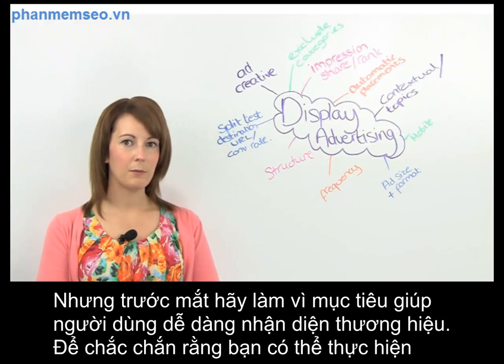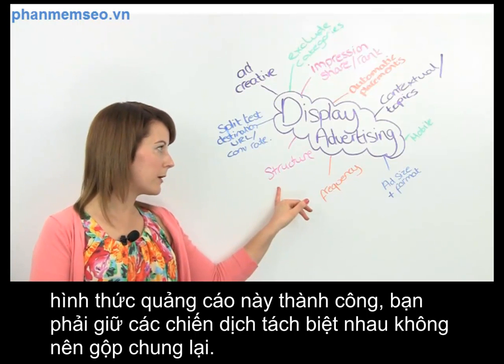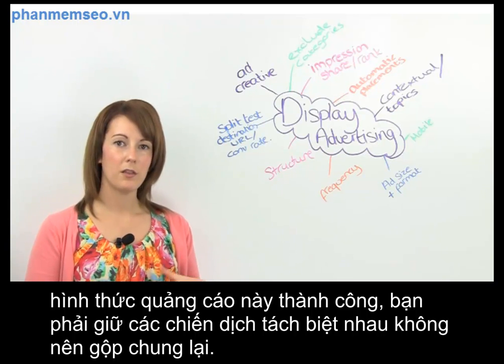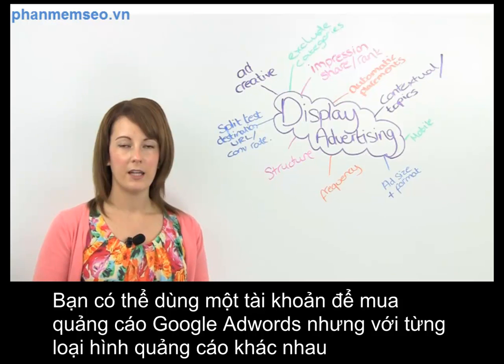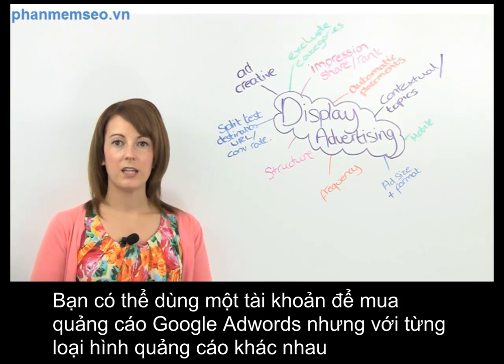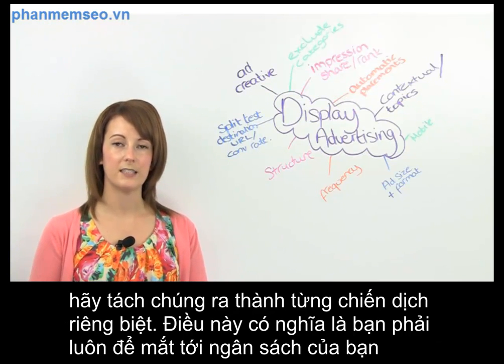So to make sure your remarketing and your display advertising is successful, make sure both display advertising and remarketing campaigns are kept separate from your other campaigns. So they can be in the same account, but just make sure for each type of advertising you've got a separate campaign. This just means you can keep an eye on your budget, and you can also make sure the performance in those campaigns doesn't affect the performance of other areas of the account.